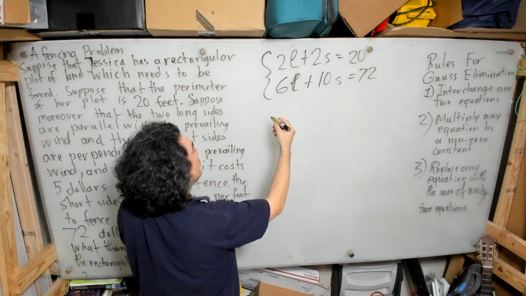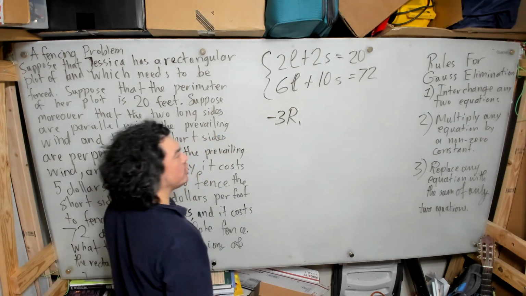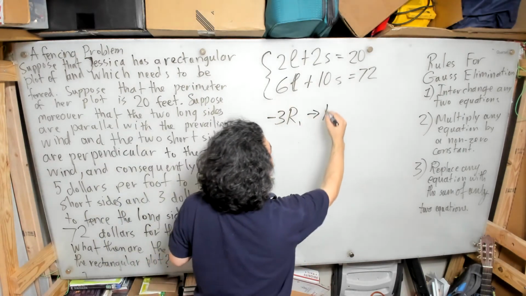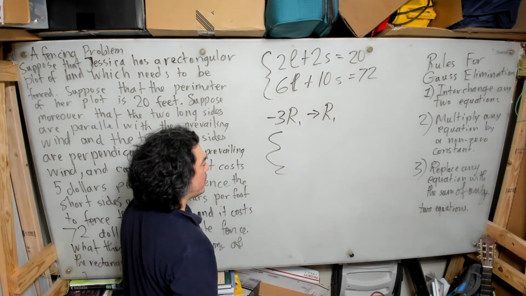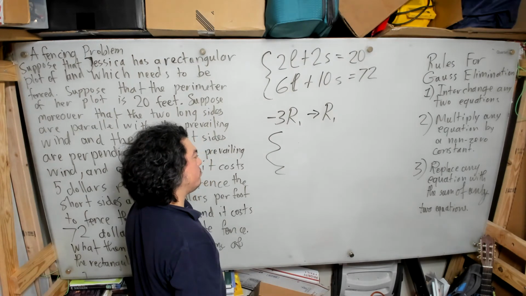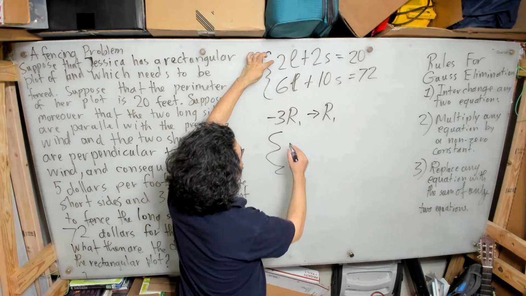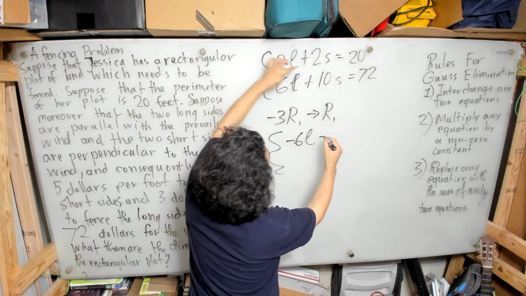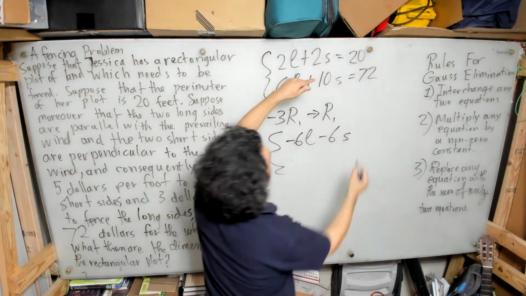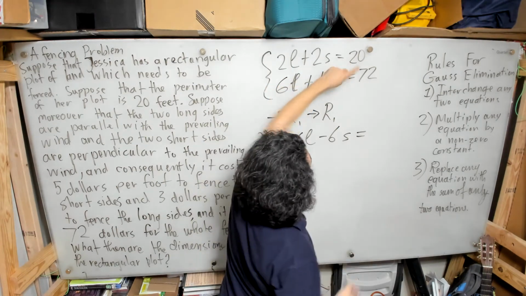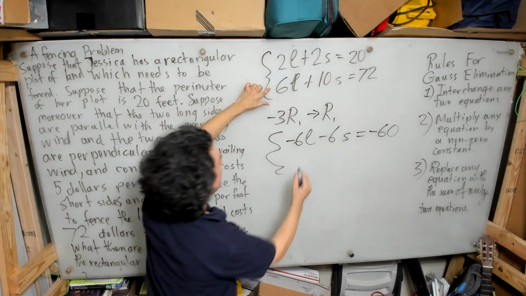I'm going to notate what I'm doing as I do it. I'm going to say -3 times my R1, my first equation, will be my new R1, okay? This is going to be my shorthand for performing this kind of calculation. So if I multiply this first row by -3, I get -6L minus 6S, because -3 times 2 is -6. And that equals -3 times 20, which is -60. And then I just bring this down as is.